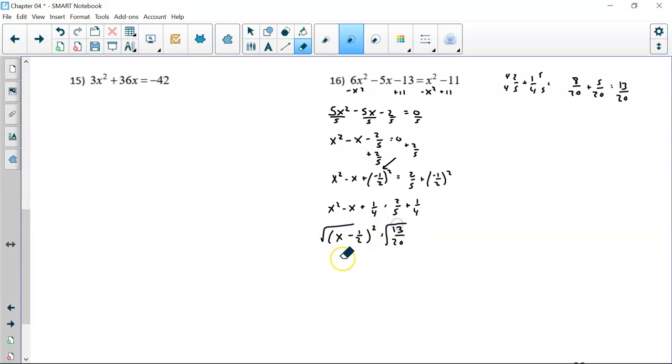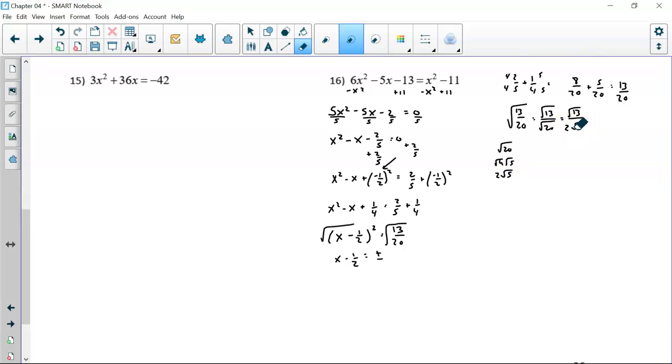Take the square root of both sides. So we get x minus 1/2 equals plus or minus the square root of 13 over 20. Taking the square root of a fraction, you take the square root of the numerator, the square root of 13, and the square root of the denominator, the square root of 20. Now, the square root of 20 is the square root of 4 times the square root of 5, so it's 2 square root of 5.